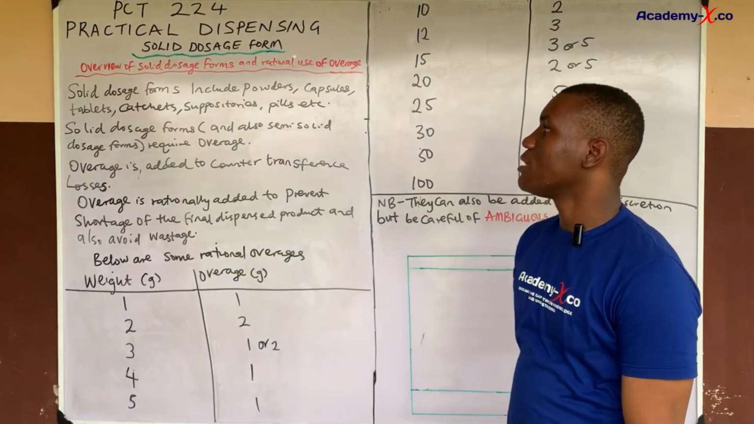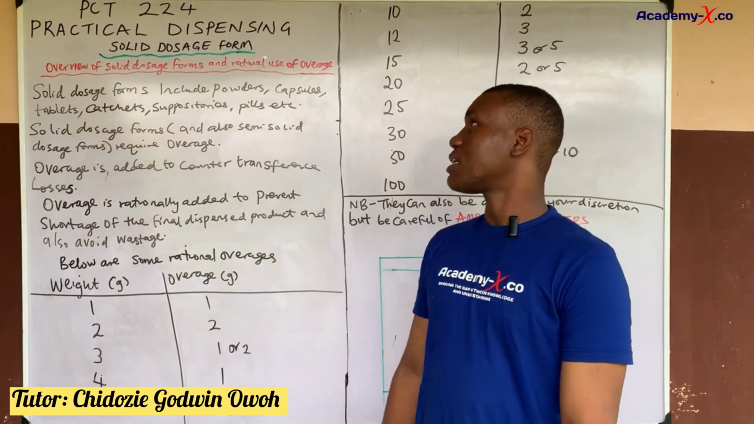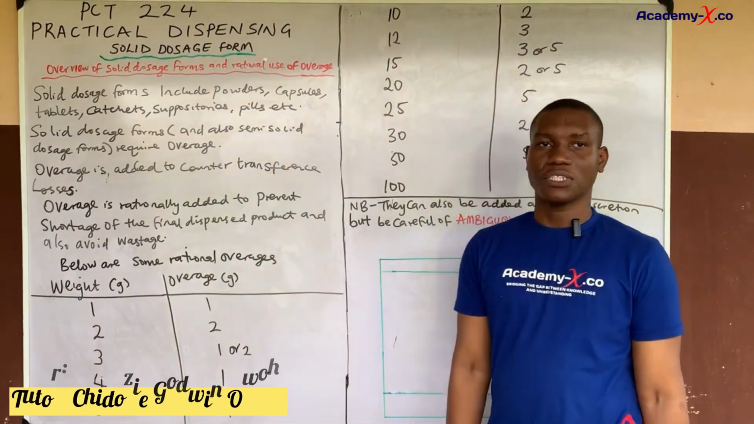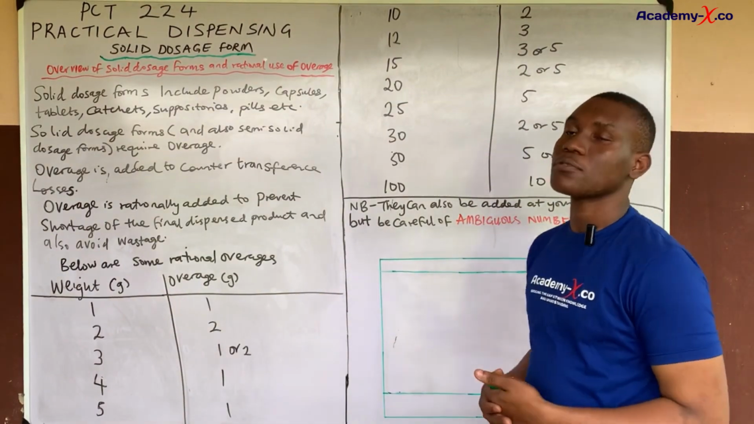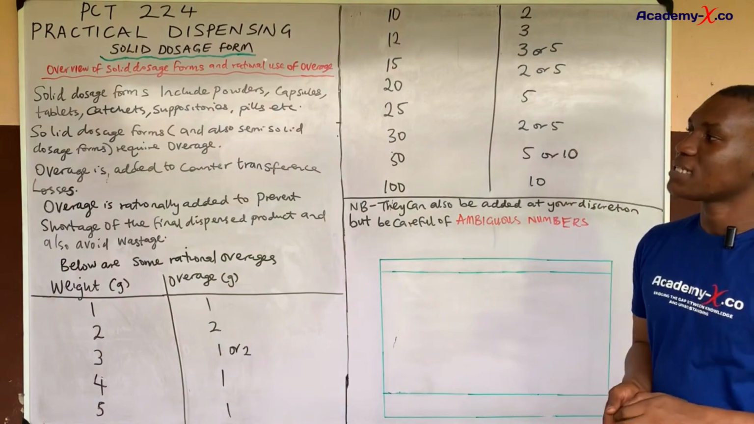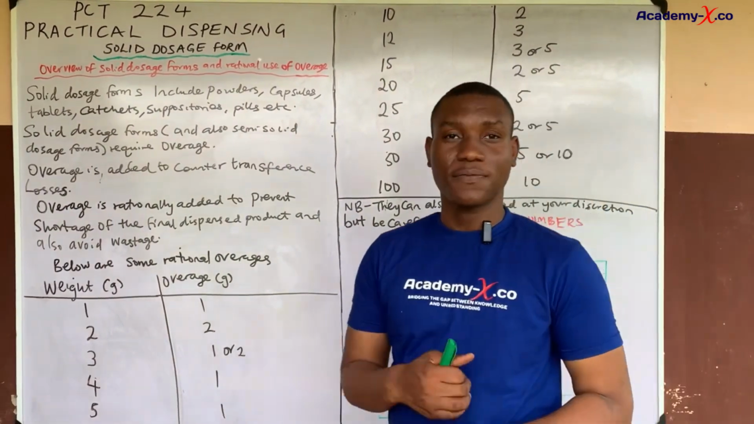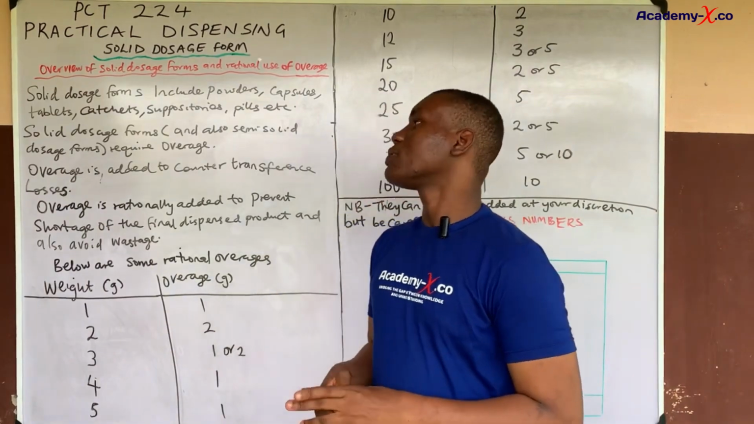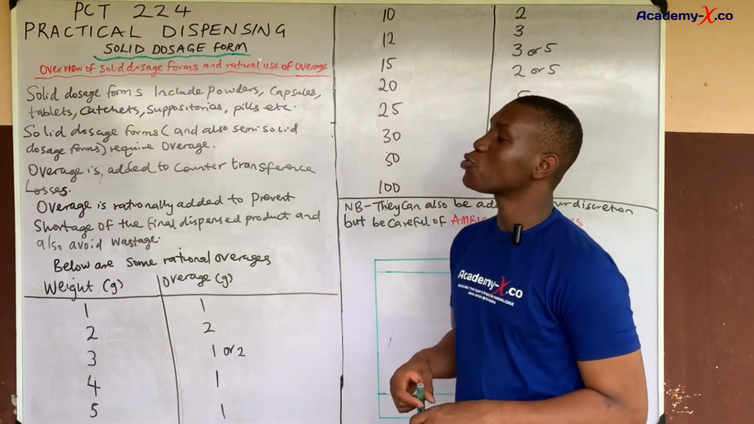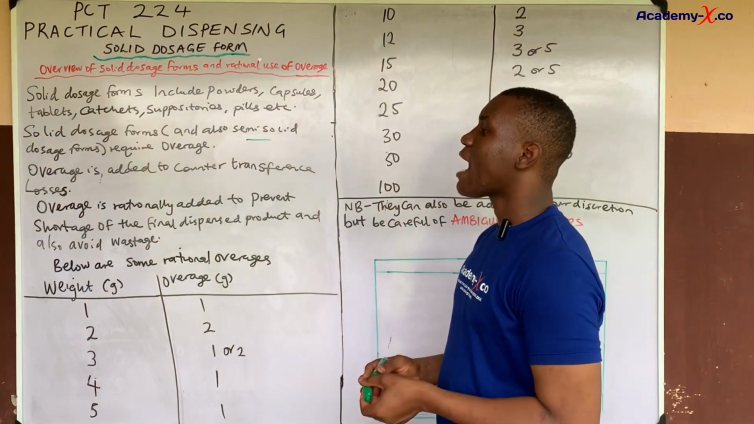Okay, so let us see an overview of solid dosage forms and rational uses of overage. So solid dosage forms include powders, capsules, tablets, cachets, suppositories, pills. So all these are solid dosage forms. So they are solid in nature. So solid dosage forms and also semi-solid dosage forms by extension require overage.